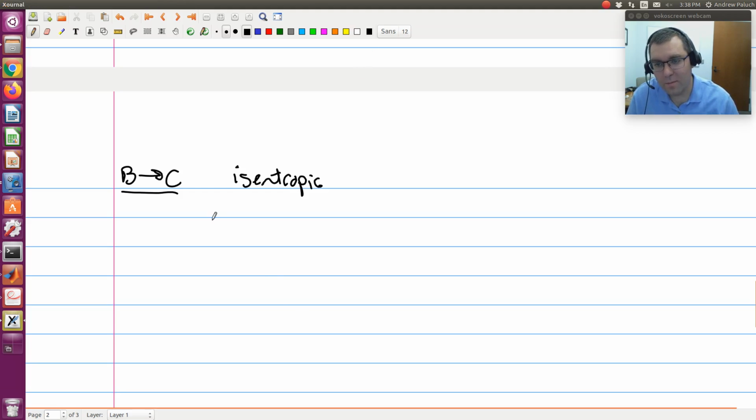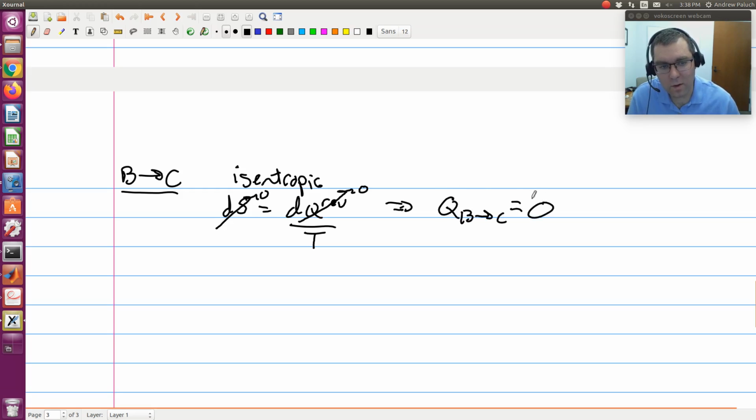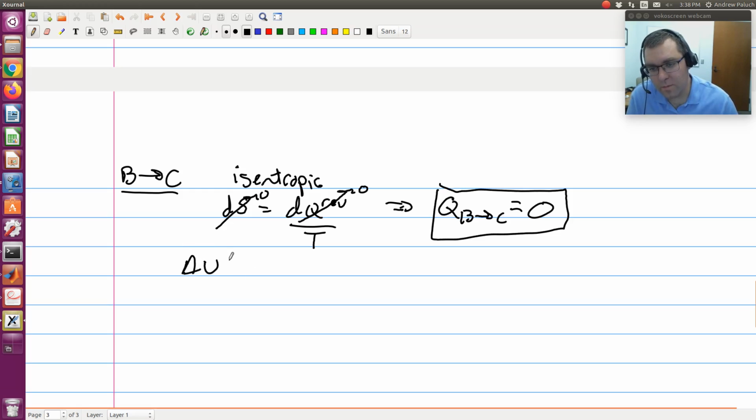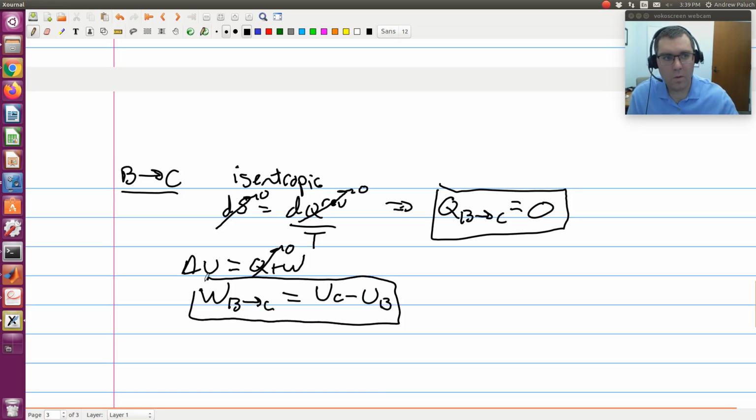So if I think back to the first problem, for my reversible process, I know that ds is equal to dq reversible over T. But it's isentropic, so ds is 0. So since ds is 0, it must be that q reversible is 0. Therefore we get that Q from B to C is equal to 0. So then to get W, I go to my first law balance. So delta U is equal to Q plus W. Q is 0. So we're left with W for B to C equal to delta U, which in this case will be UC minus UB. All right, B to C.